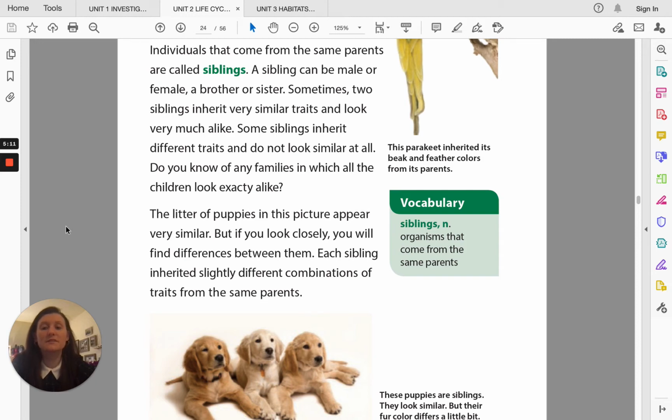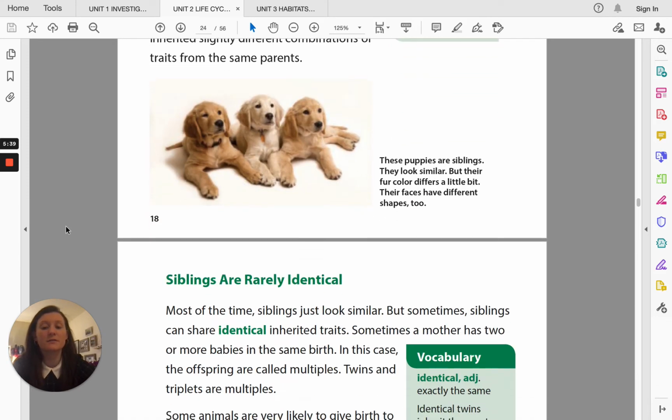Sometimes two siblings inherit very similar traits and look very much alike. Some siblings inherit different traits and do not look similar at all. Do you know of any families in which all the children look exactly alike? The litter of puppies in this picture appear very similar, but if you look closely, you will find differences between them. Each sibling inherited slightly different combinations of traits from the same parents.